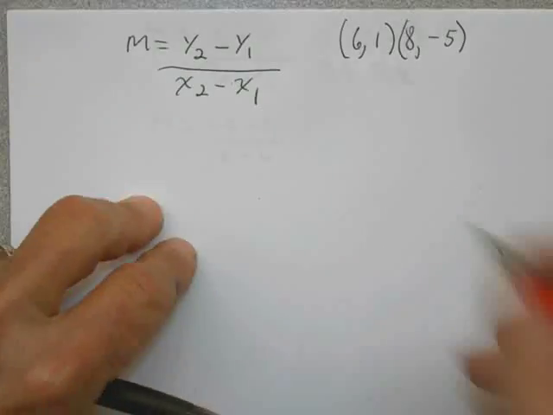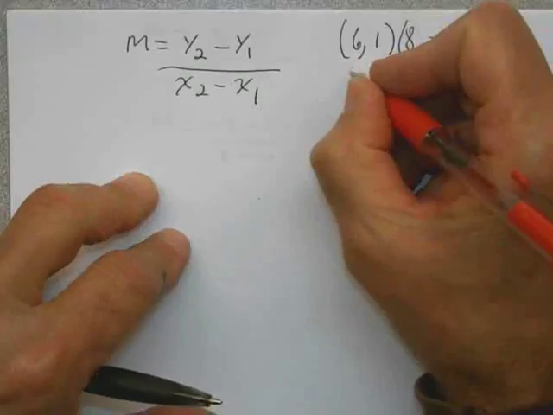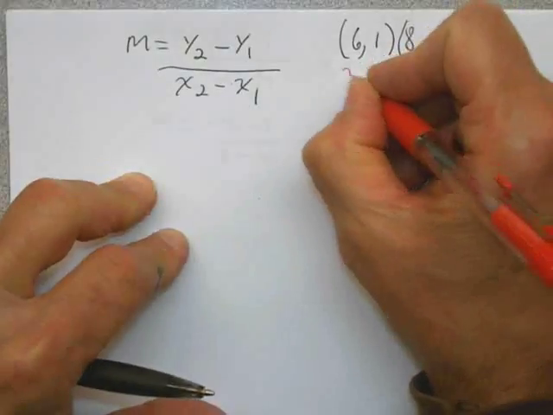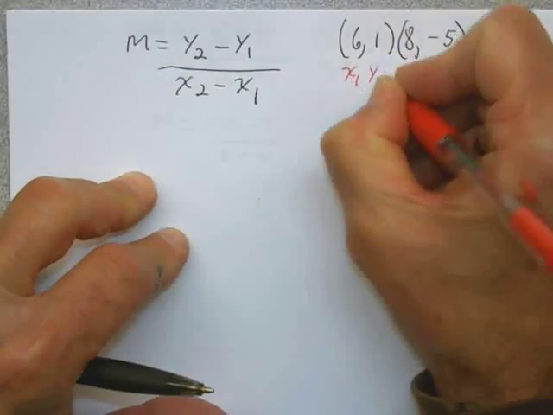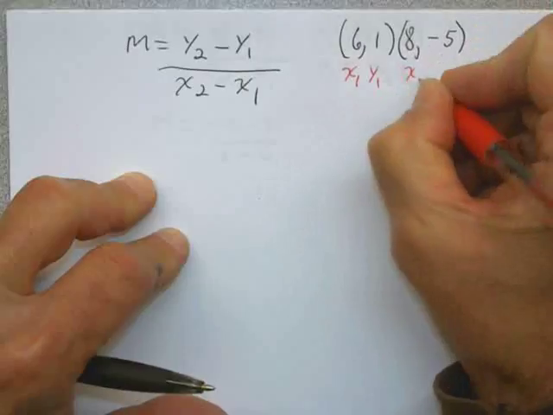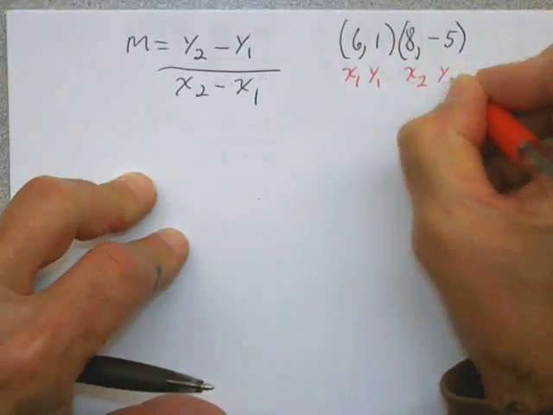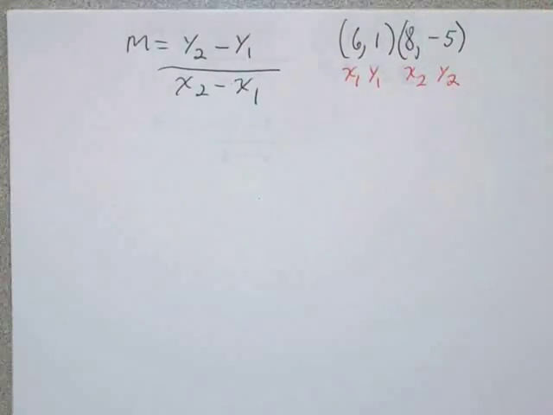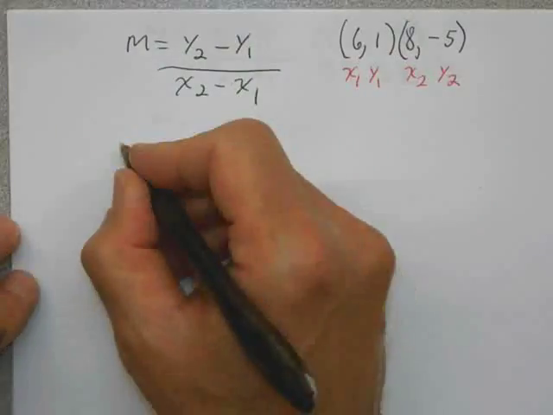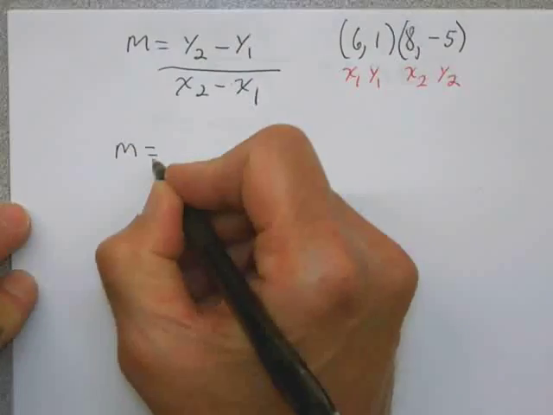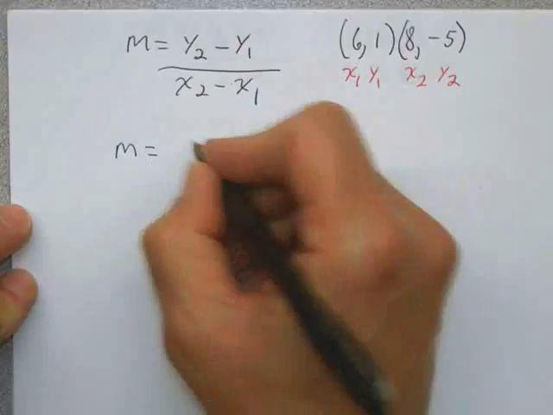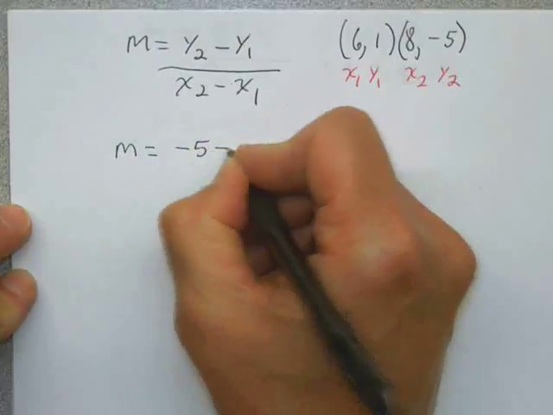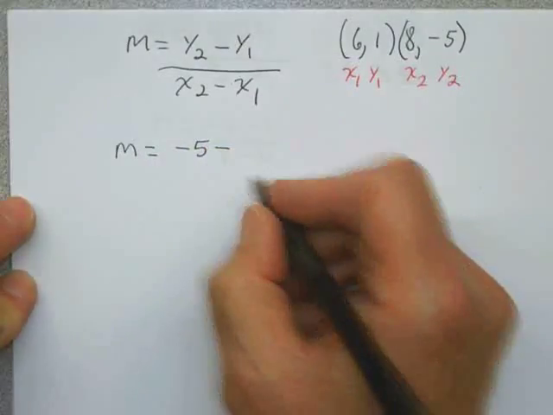Okay, I'm going to start by labeling them. I'm going to say that this is x1, and this is y1, and this 8 would be x2, and this negative 5 would be y2. And now I'm going to plug in those points using the formula. I find it really helpful to label the points as I go, and then I don't have to worry about whether or not I've confused them.